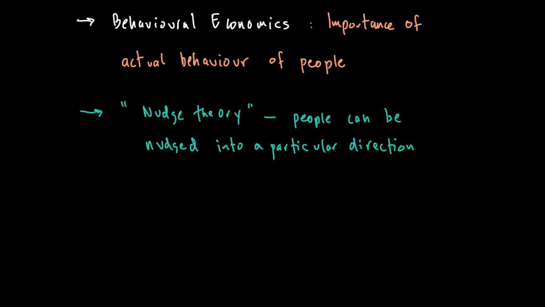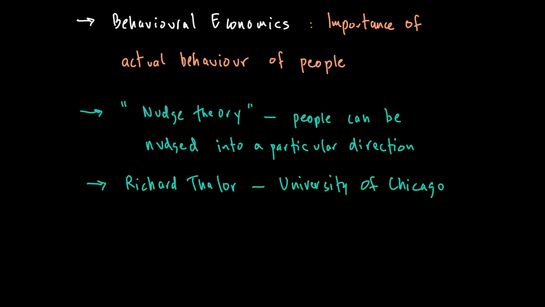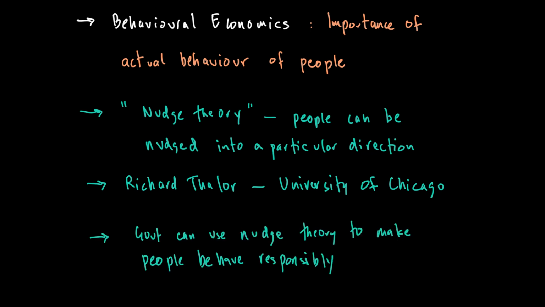The origin of the idea of nudge theory is associated with Professor Richard Thaler of the University of Chicago, who has argued that government may be able to use nudge theory to nudge people towards taking decisions and adopting behaviors that the authorities want to encourage.